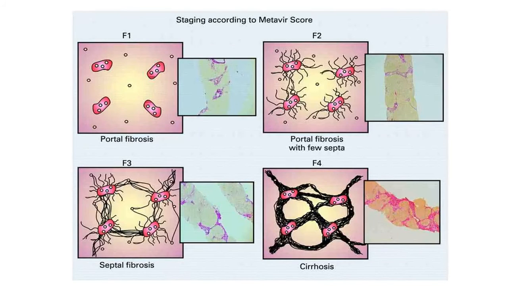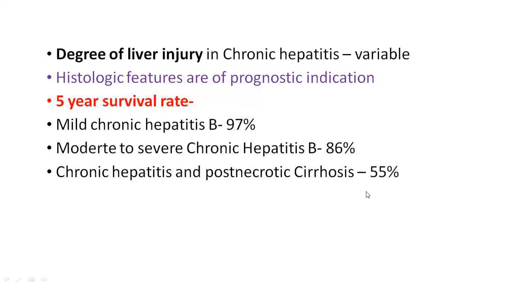So this is portal fibrosis. This is portal fibrosis with septa. This is septal fibrosis, and at the end, it is cirrhosis. So the degree of liver injury in chronic hepatitis is variable, and histologic features are a prognostic indication.